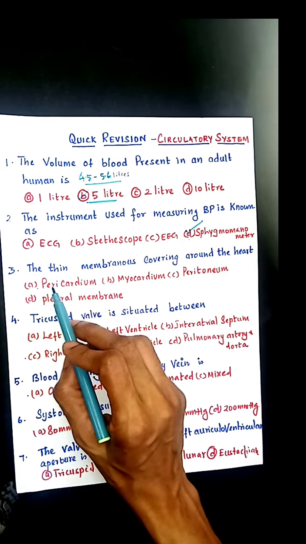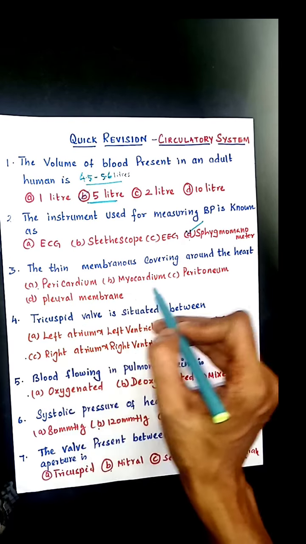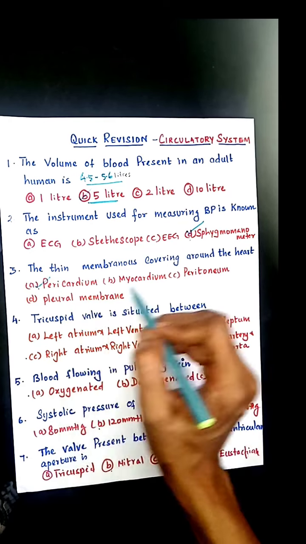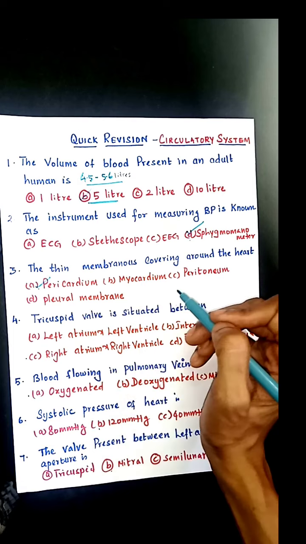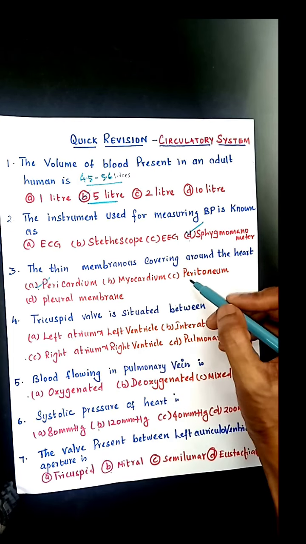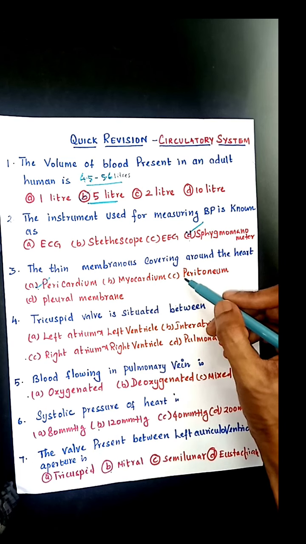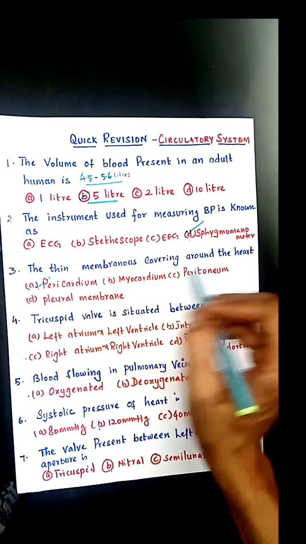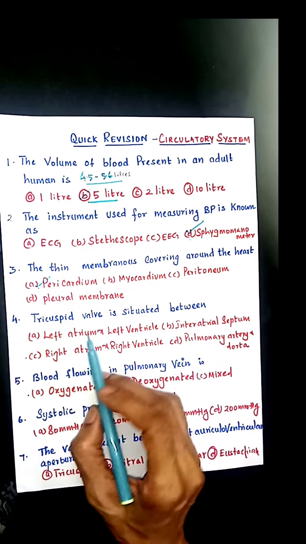The thin membranous covering around the heart is: pericardium, myocardium, peritoneum, or pleural membrane. Here the correct choice is pericardium. Myocardium is the muscle of the heart. Peritoneum is the covering of the abdominal cavity and pleural membrane is the covering for lungs. So the correct choice for the membranous covering around the heart is pericardium.